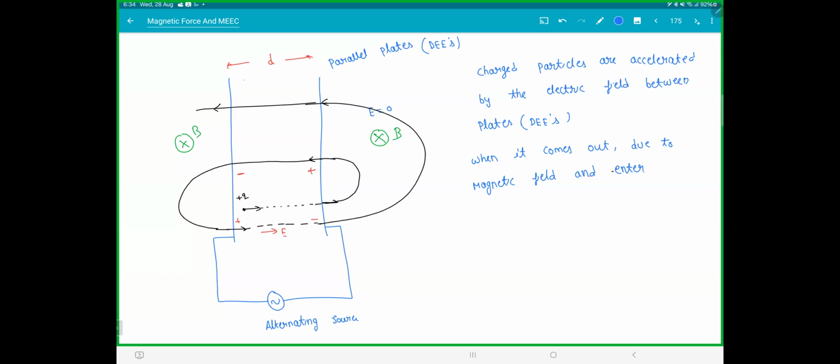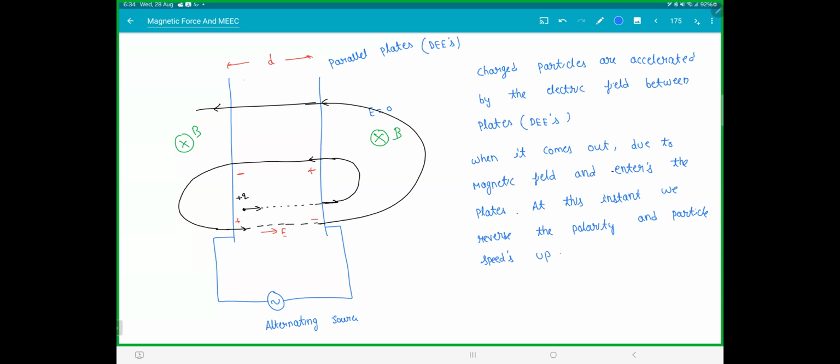And we reverse the polarity of the battery. Right? At this instant, we reverse the polarity. So the particle will again accelerate. If you leave the same polarity, it will slow down. And the particle speeds up again. And we keep doing this.